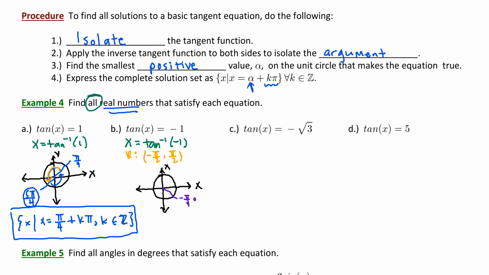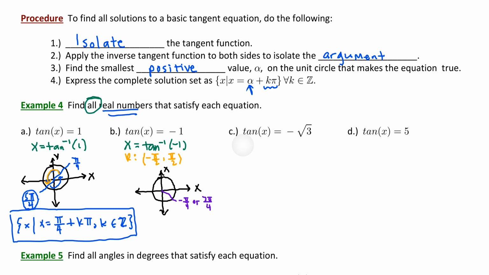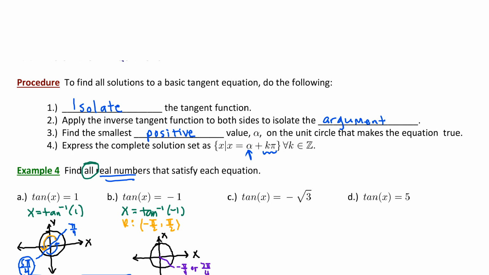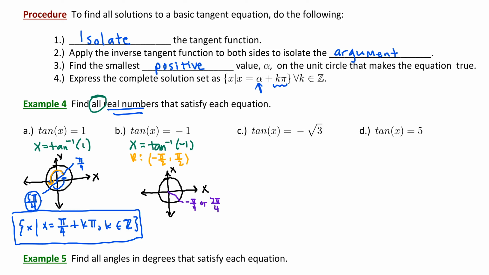Notice we could also express that as 7 pi over 4. So once again, inverse tangent of -1 with the calculator would give us negative pi over 4, but we could easily adjust that to 7 pi over 4. Now, we also know that tangent is equal to -1 over here in quadrant 2. We can locate this angle as 3 pi over 4.